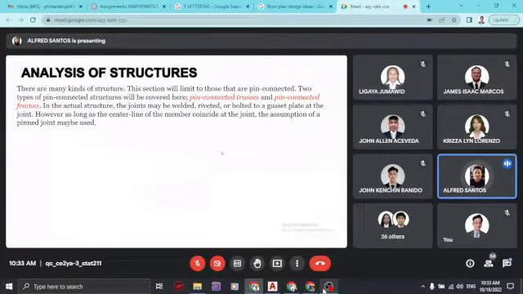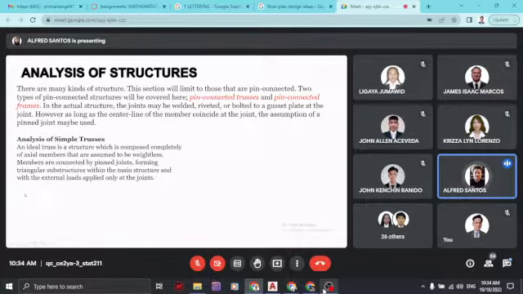But as long as the members and the joint coincide, meaning the center line of the member, the assumption is still a pin. Even if it is welded, bolted, or riveted, our method of analysis is that the members are still pin connected. Later I will show a sample of a truss. And then analysis of truss.